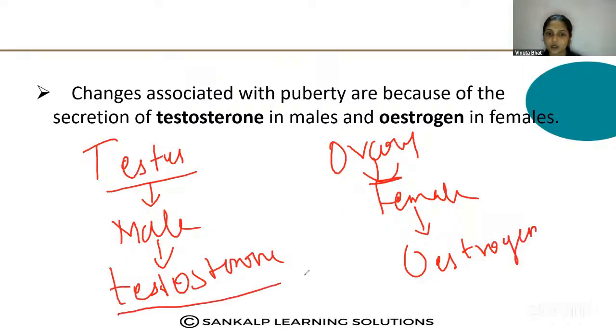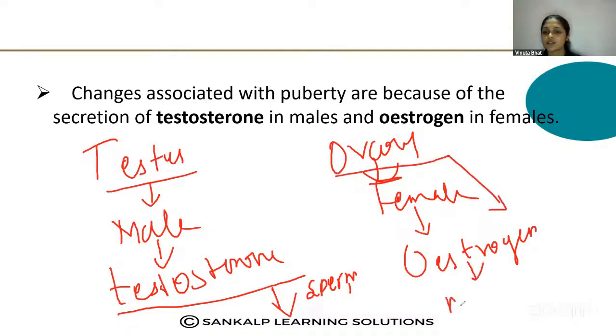This testosterone is responsible for the secondary sexual characters in males and for production of sperm, and secondary sexual characters like change of voice and growth of hair on the face. All these characters are because of this testosterone. And what is the function of the ovary, which releases estrogen? The menstrual cycle, the growth of the breast and the secondary sexual characters that develop in females are because of this estrogen hormone.